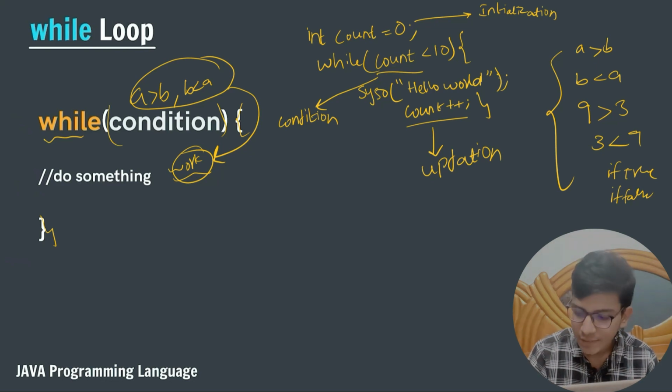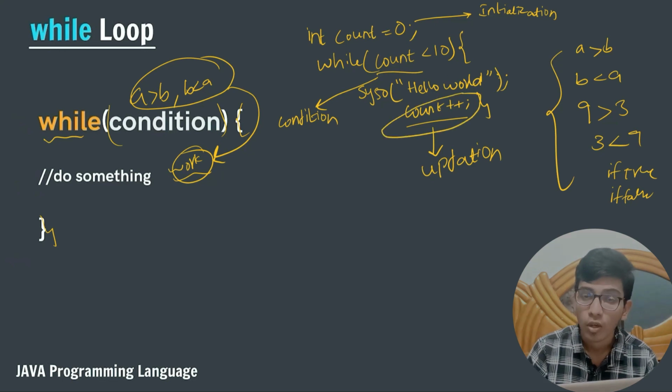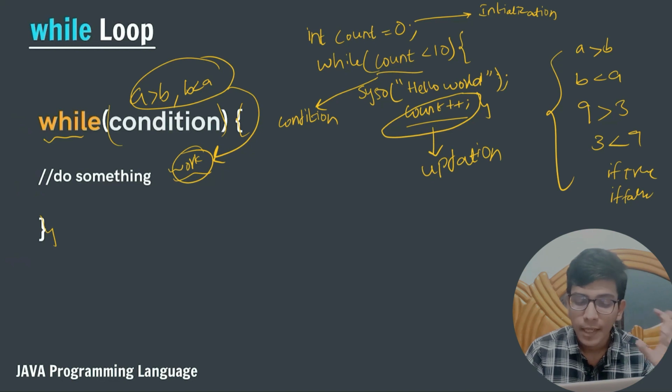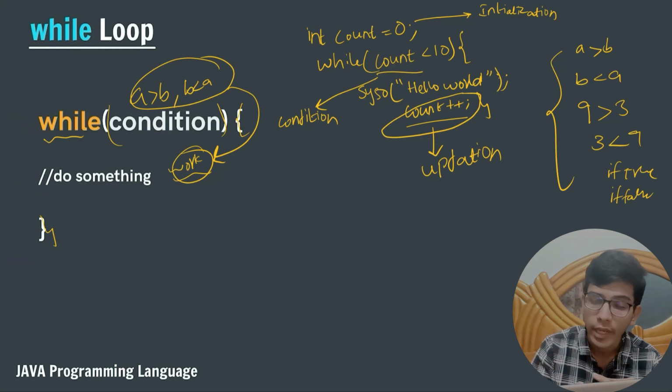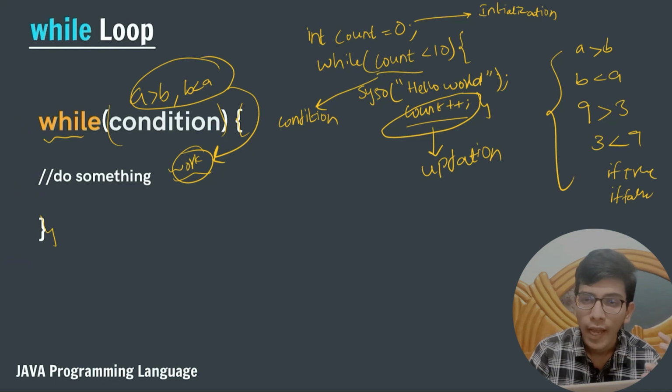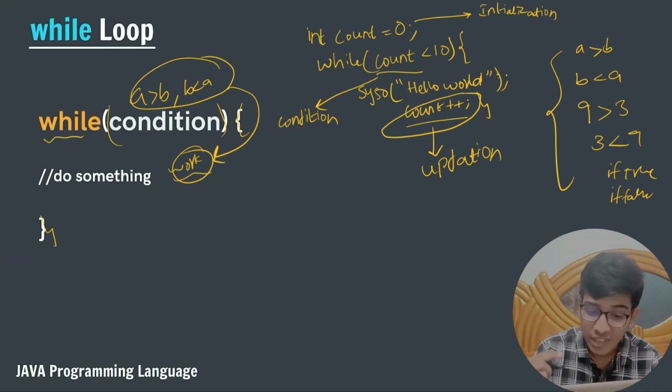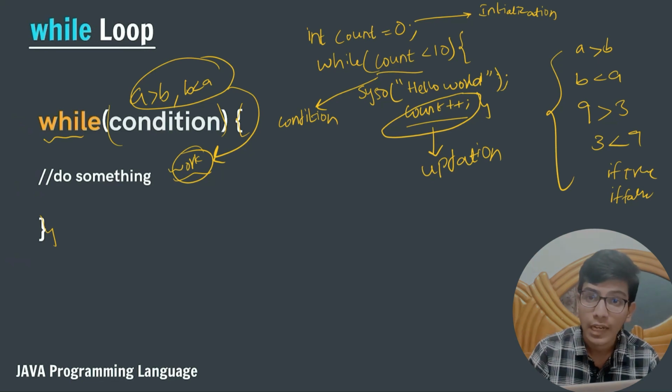So remember guys, if I didn't write this updation step, then my loop will run infinite times, and this is known as infinite looping. This loop will continue until our memory gets full, and if memory gets full, then we'll get an error. So if there is no updation, it will run infinite times. We should always give an updation step in our while loop.